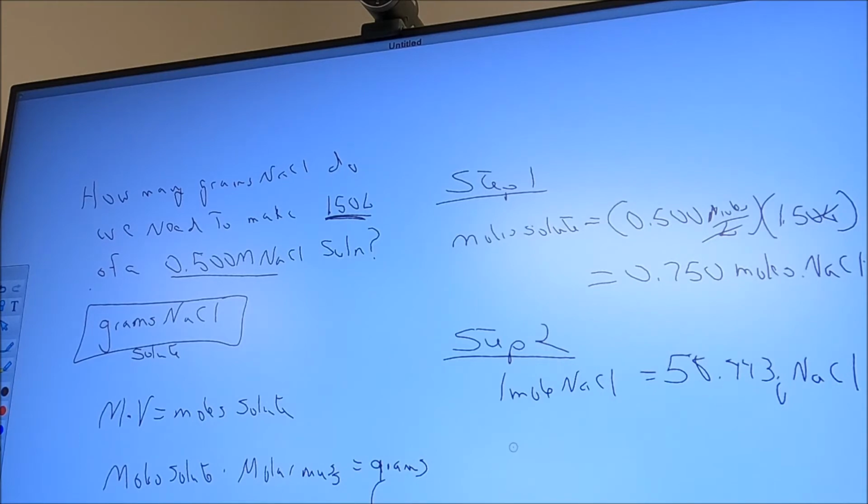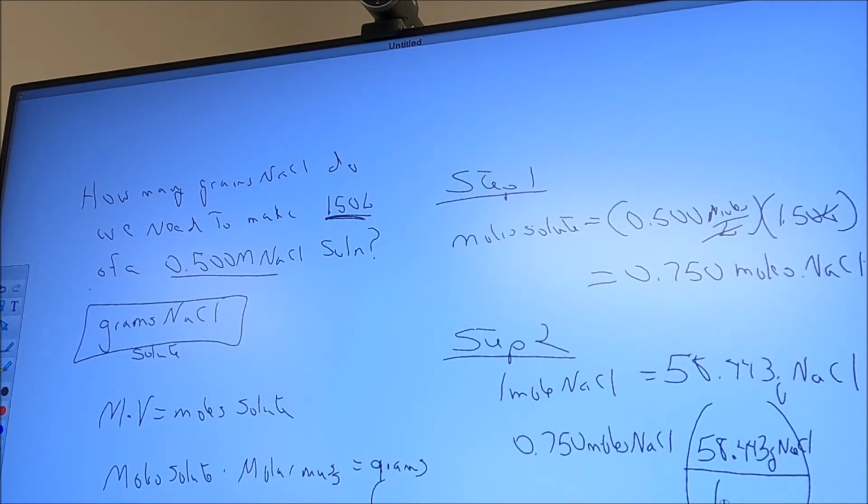And then we can go 0.750 moles of NaCl, build our conversion factor using molar mass, 58.443 grams of NaCl, 1 mole of NaCl, moles of NaCl divide out, and I get 43.8 grams of NaCl. We can all do that, right? Okay.